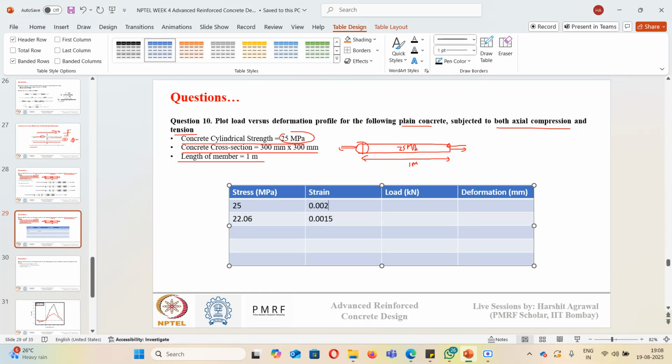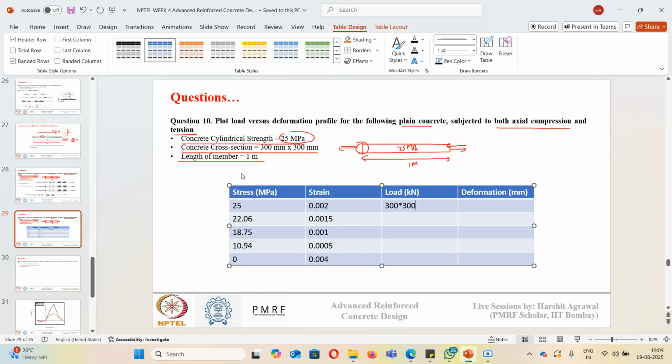This was 0.002, then 18.75 at 0.001, 10.94 at 0.0005, and at 0.004 it was 0. So how will we calculate the load? Load will be nothing but stress times the area. Stress is load upon area, so load will be stress times the area, and area we know is 300 cross 300 mm.